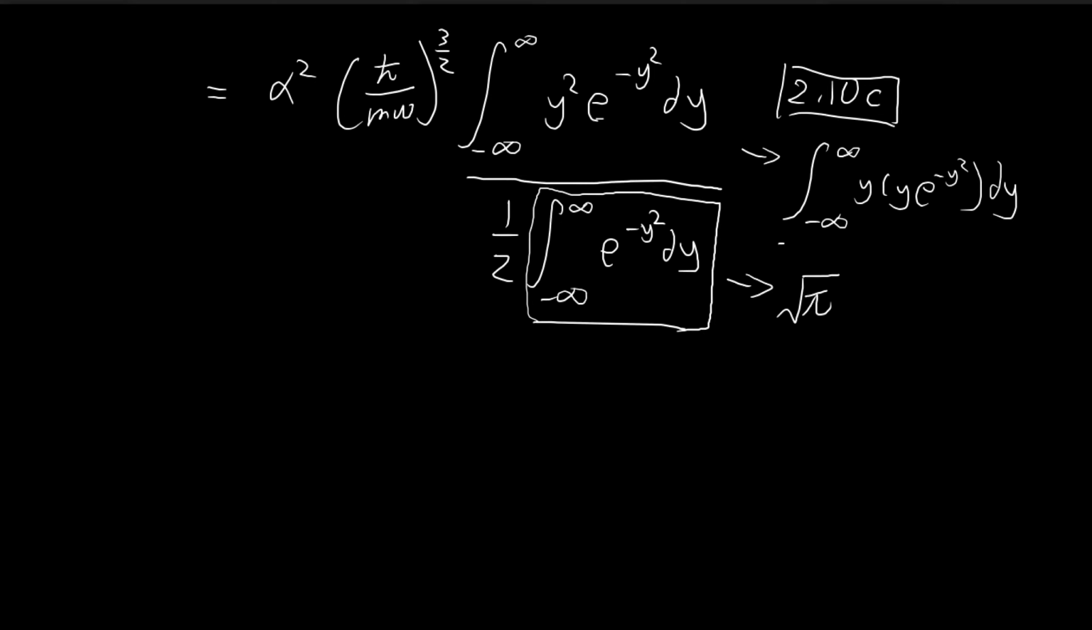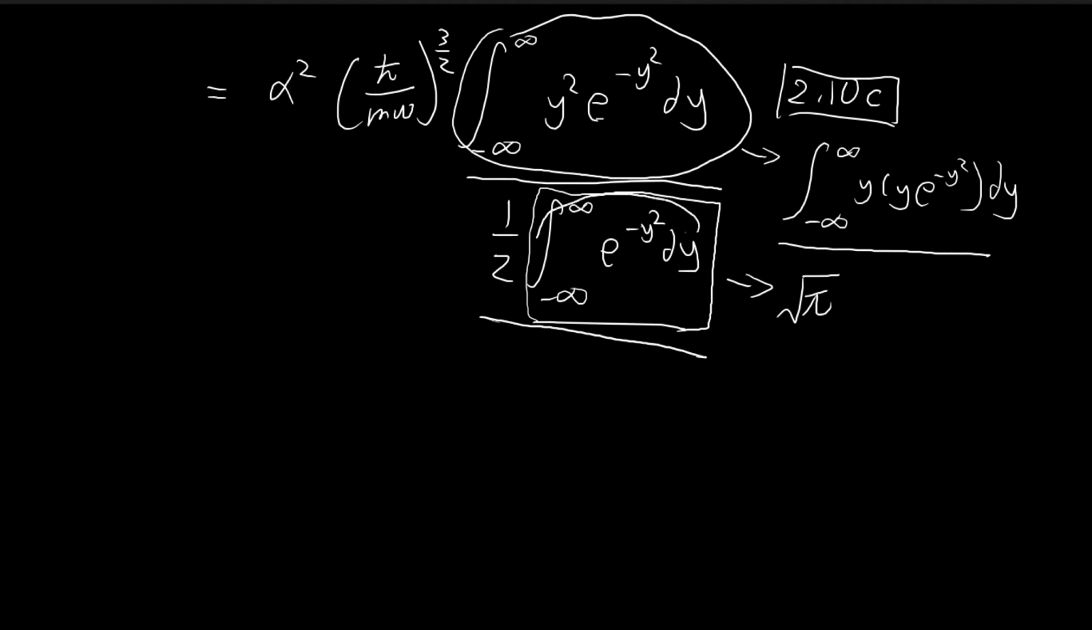So using the result from the last video, we know that this integral over here is equal to this integral, and then we know that this integral is equal to the square root of pi. So this whole expression is equal to the square root of pi divided by 2. So you can check out the proof of why this is the case in the last video, 2.10c.